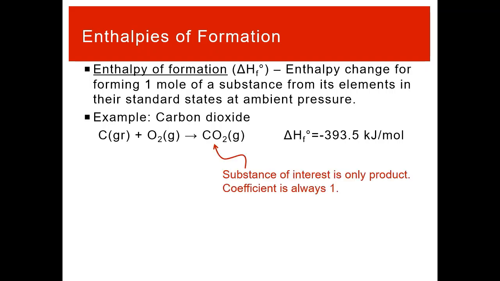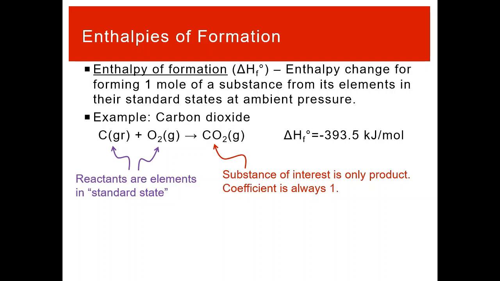We'll parse this out. We can see the substance of interest is the product. In this reaction, it is the only product, and the coefficient is always 1 on this. So we still do need balancing, but our rules for coefficients are going to be a little bit different than we've seen in general: we have 1 product and its coefficient is 1. Then the reactants are all the elements in their standard state.